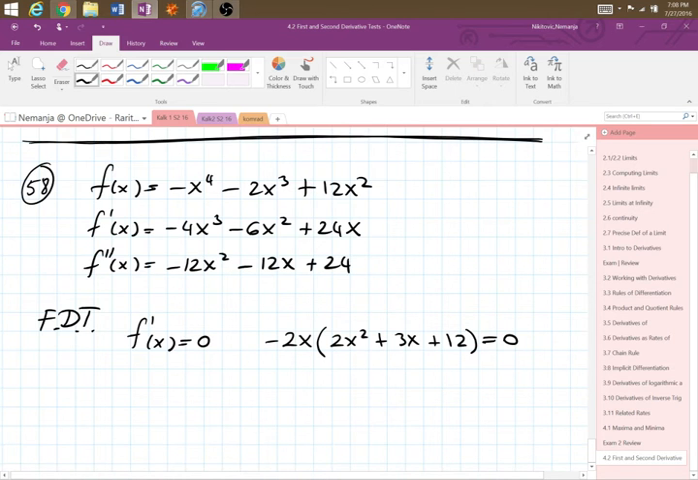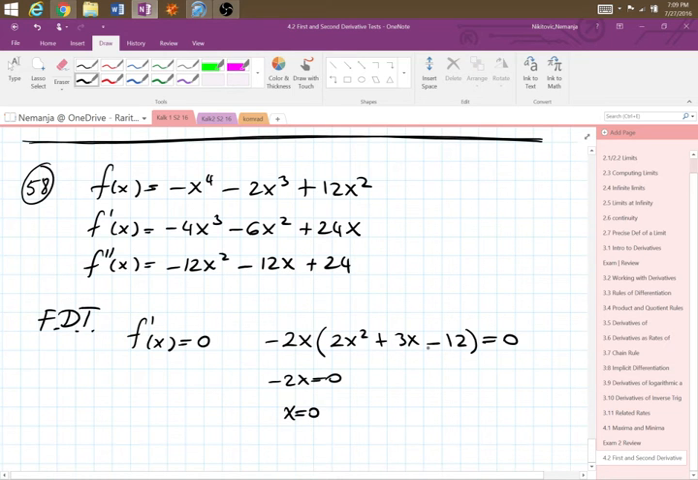So that's what you're left with. No, minus 12, because we are factoring out negative 2. So negative 2, good, and then negative 6, and positive 24. Awesome. So now we solve this. Negative 2x equals 0, from where x is 0. That's our first critical number.